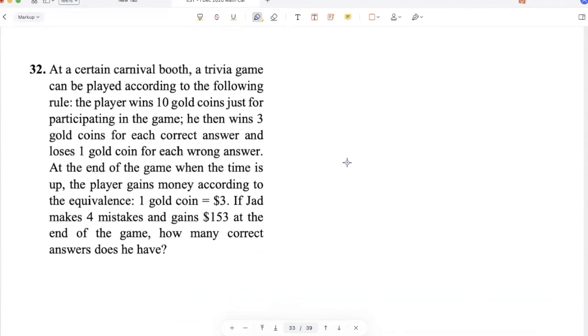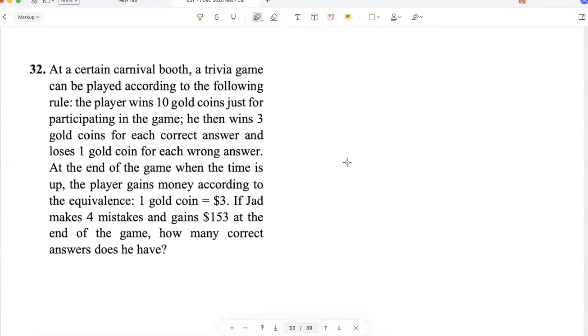At a certain carnival booth, a trivia game can be played according to the following rule. The player wins 10 gold coins just for participating. He then wins 3 coins for each correct answer and loses 1 gold coin for each wrong answer. At the end of the game, when the time is up, the player gains money according to this equivalence: 1 gold coin is $3. If Jad made 4 mistakes and gains $153 at the end of the game, how many correct answers does he have?